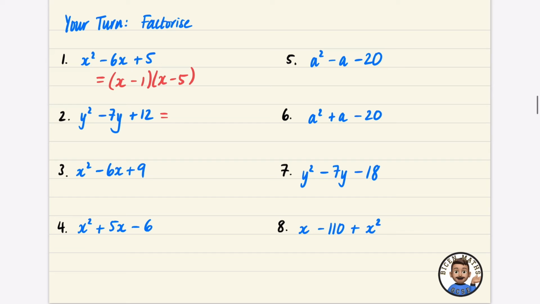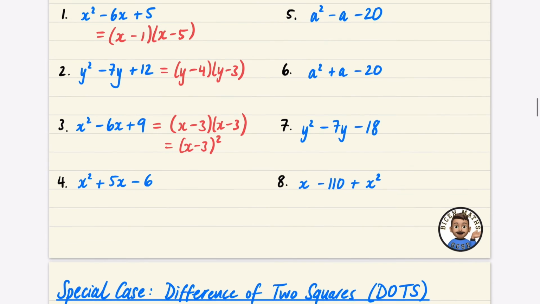Two numbers that multiply to 12 but add to minus 7. It is going to be y minus 4, y minus 3. They multiply to 12 and they add to minus 7. Multiplying to 9 but adding to minus 6. It is going to be a negative 3 and a negative 3, which you could write as x minus 3 squared. They multiply to 9 and they add to minus 6.